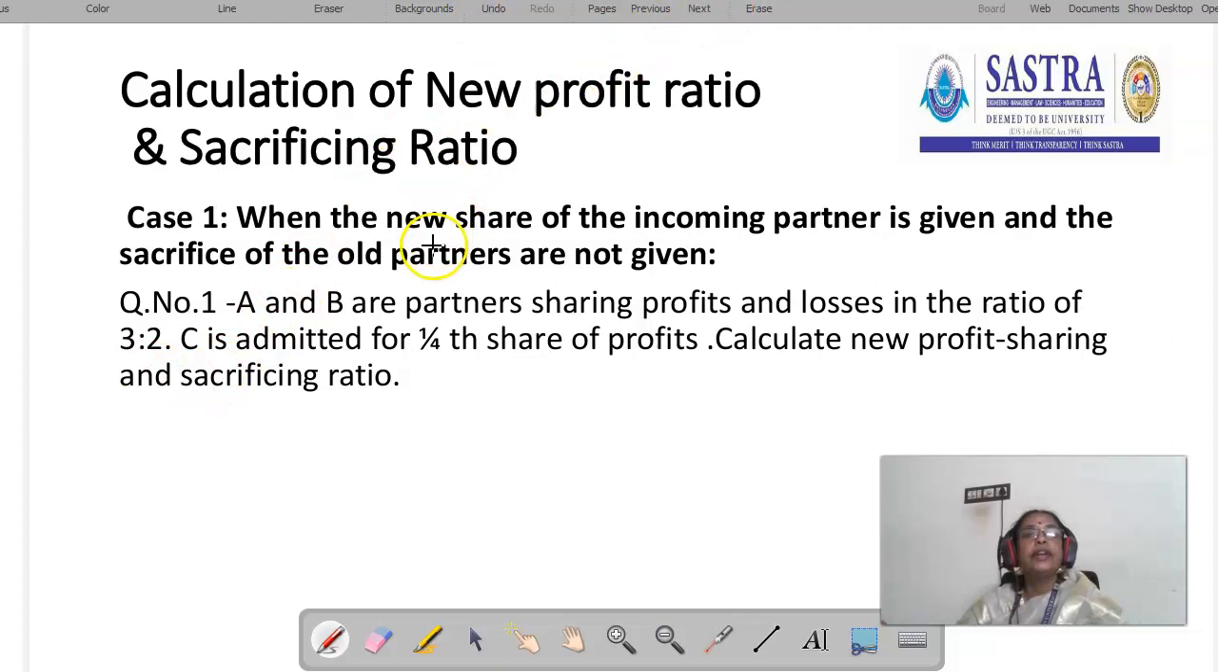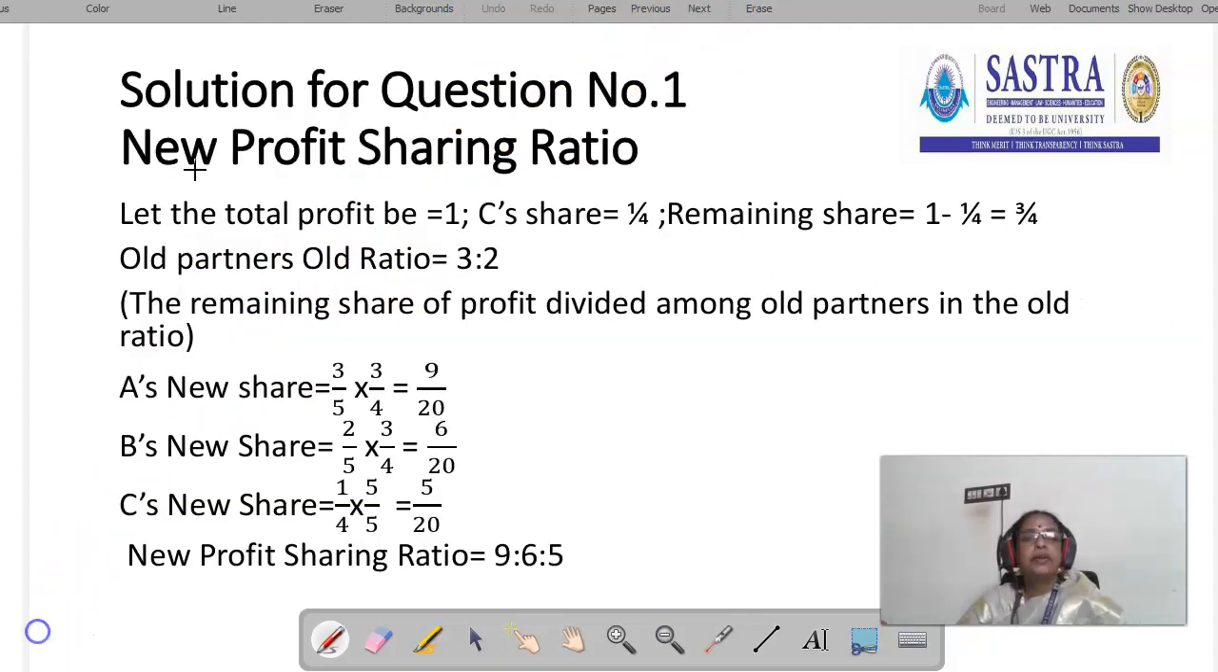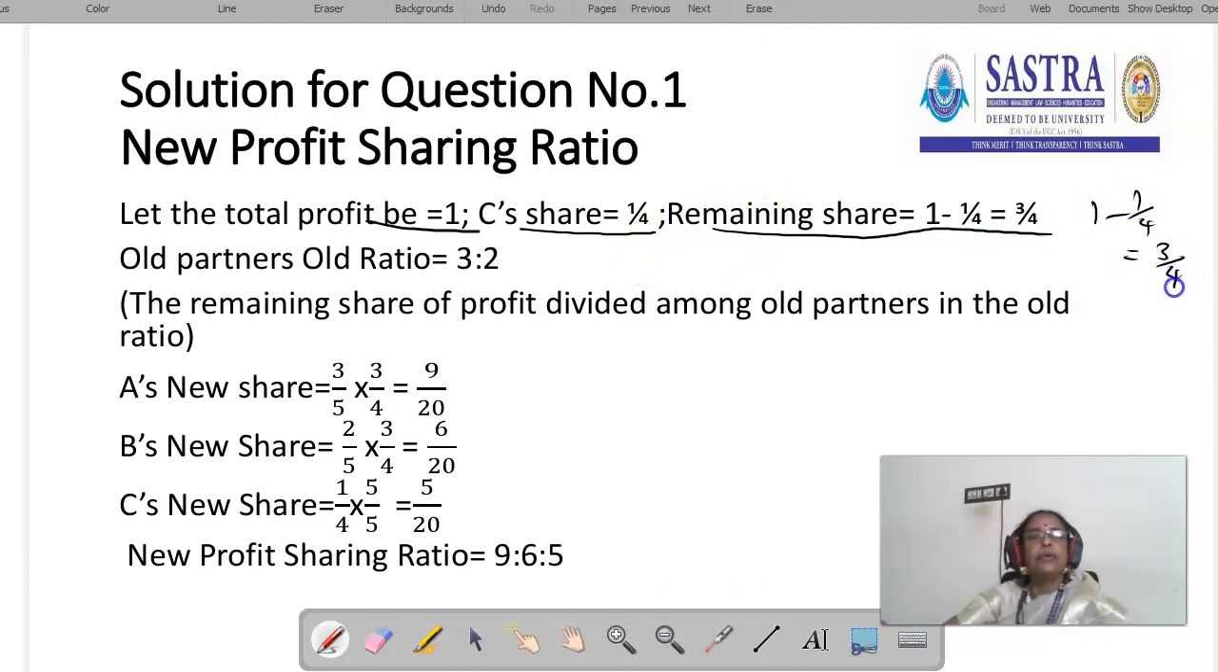And so how are we going to calculate the new profit sharing ratio? If the sacrifice that is made by the old partners is not given, we have to calculate the new profit sharing ratio in this way. Let the total profit of the firm be 1. C's share is how much? 1/4. The remaining share is 1 minus 1/4, that is equal to 3/4. This 3/4 has to be shared between the old partners in the old ratio. Okay? They are going to share the remaining profit in the same old ratio.